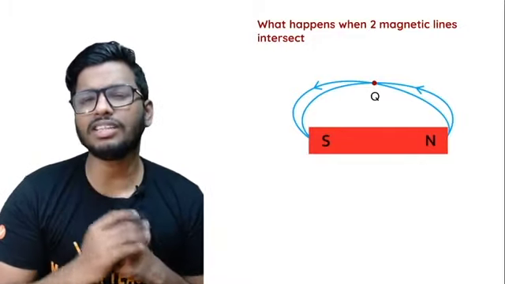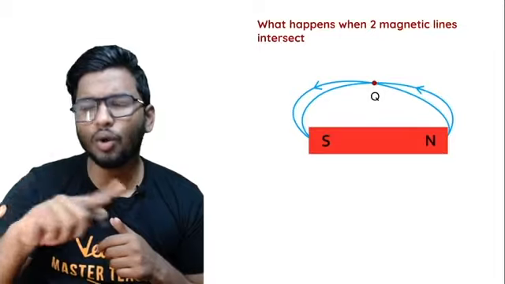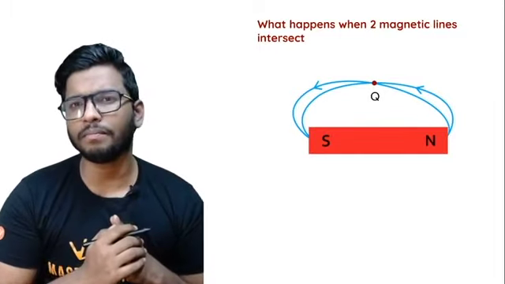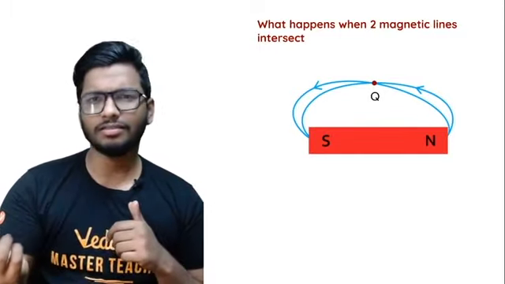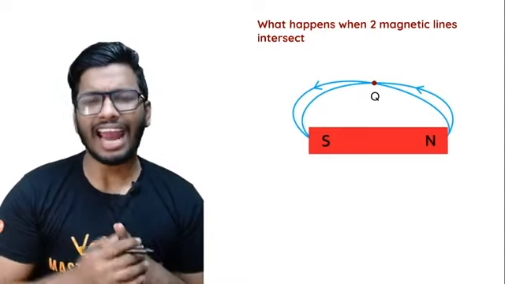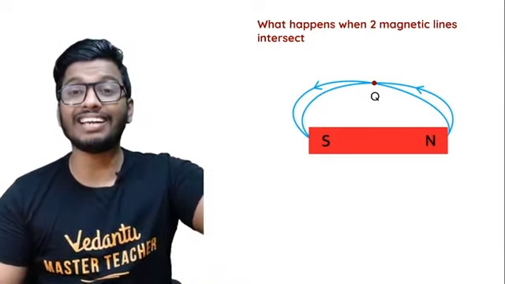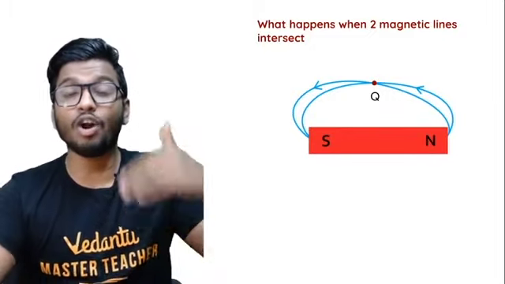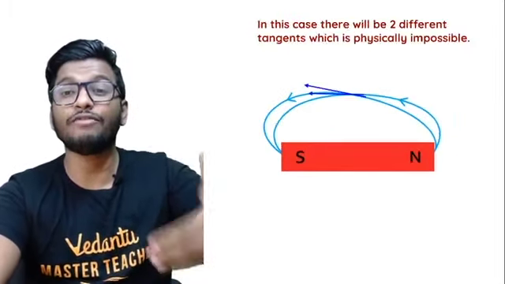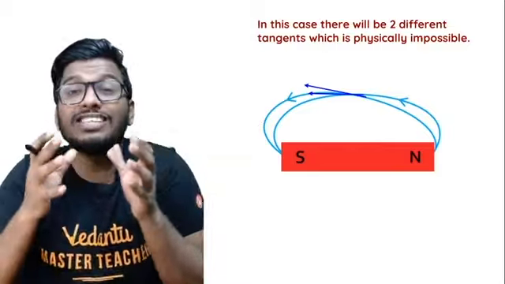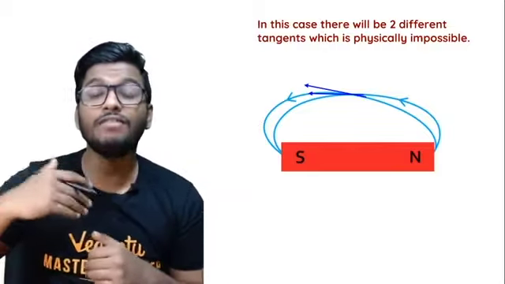Now, can a compass needle point in two different directions at the same time? Can it? Obviously not. It cannot point in two different directions at the same time, which means that a magnetic field line cannot have two different directions. It's physically impossible for it to have two different directions.